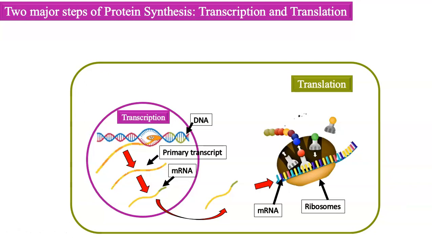On this messenger RNA, as per the codons present, the amino acids are brought by transfer RNA, and these amino acids get connected by peptide bonds to form protein. So thus transcription is from DNA to messenger RNA in the nucleus, and translation is from messenger RNA to proteins on the ribosome. Let us understand the process of transcription in detail.